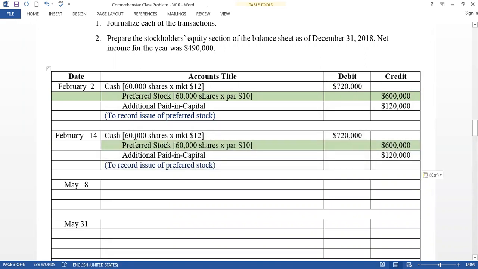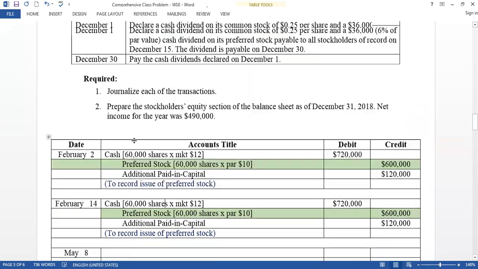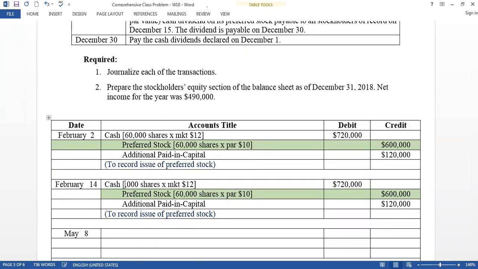So the company receives cash for how many shares? 10,000 shares, and the market rate is $70. From market you receive $700,000. So this is the money you receive from market, and you sell common stock, not preferred stock. You sell common stock, 10,000 shares.